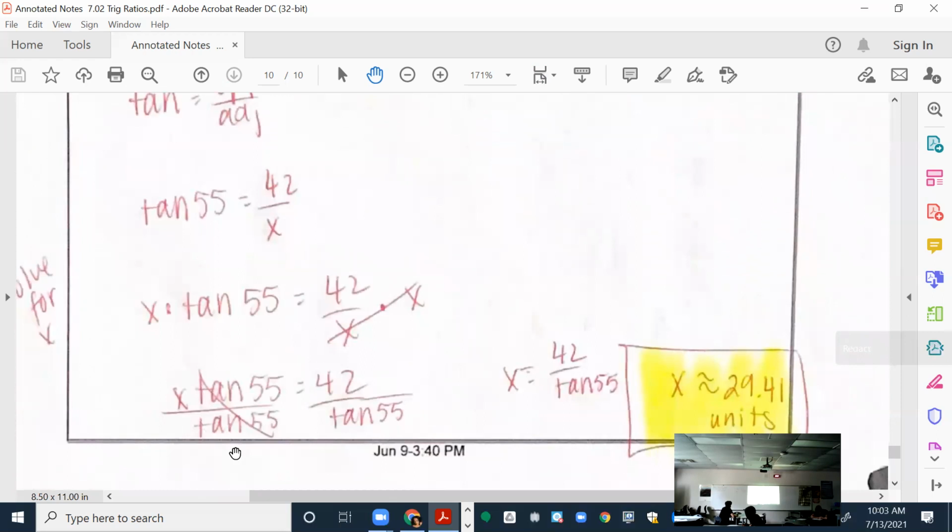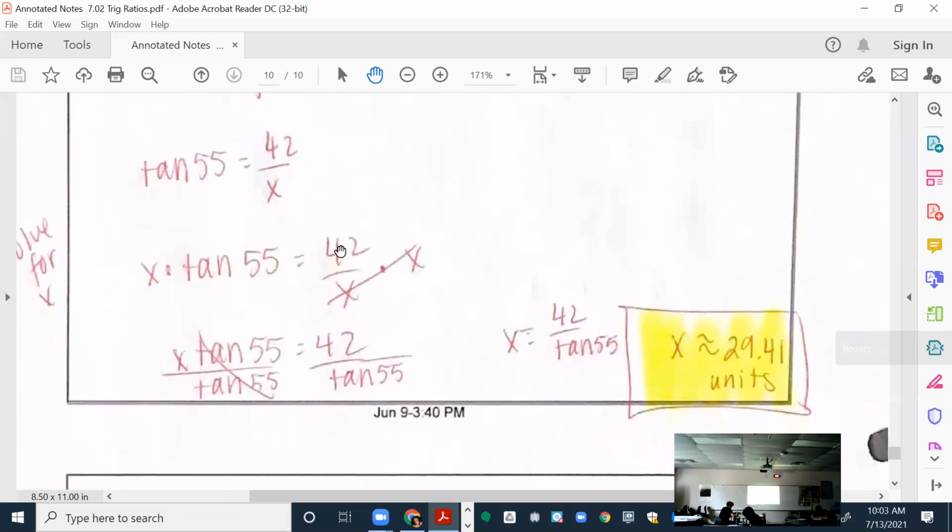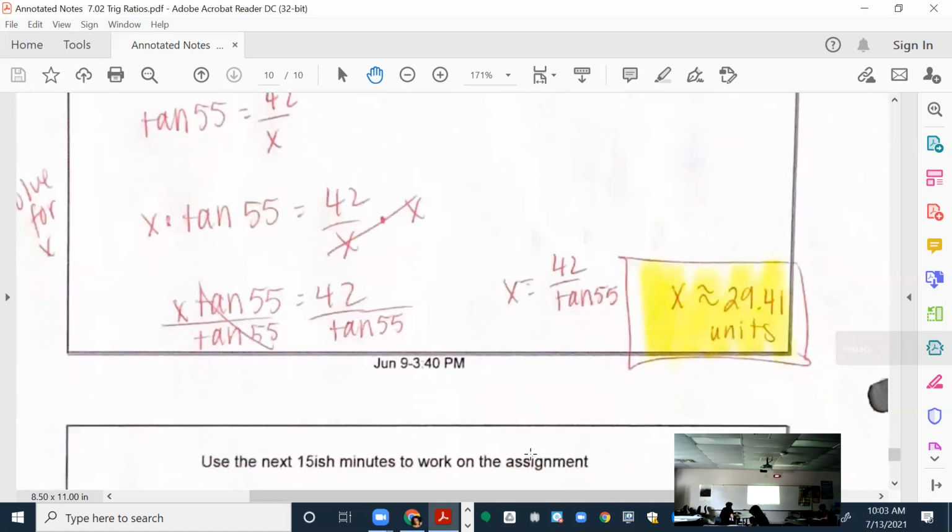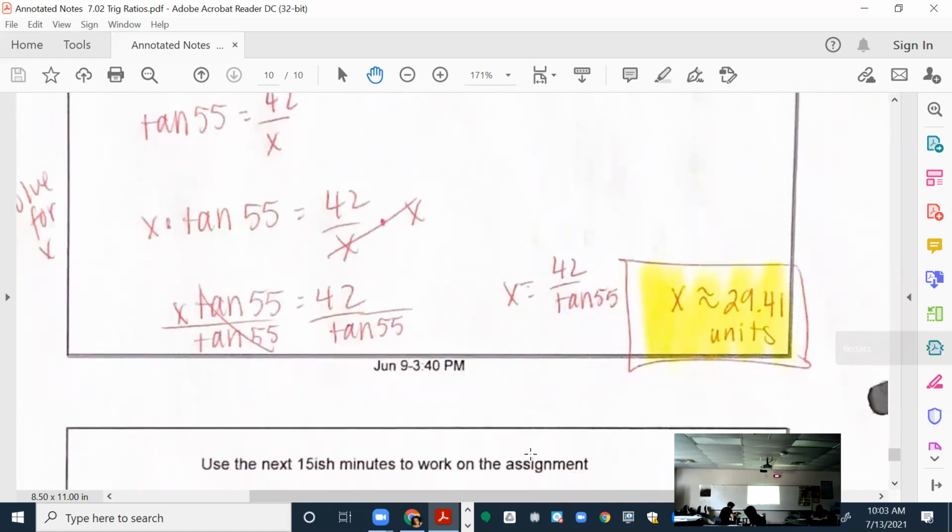So since x is in the denominator, you do have to do a little bit extra work to isolate it. If you multiply x on each side and move it to the left, it'll be easier to isolate. So in your calculator, you should have had 42 divided by tangent 55. And then that equals about 29.41. Questions, comments?